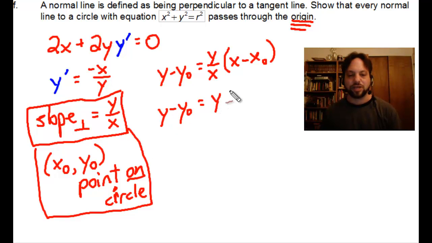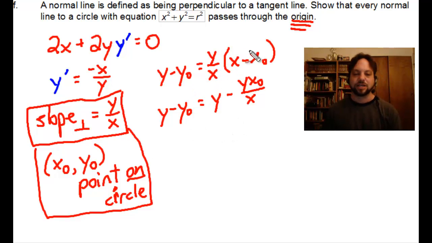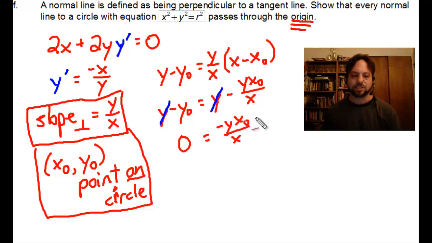Again, I've told you that you really don't need to simplify, but for the sake of this problem, it might be a good idea. So when I multiply the y over x times x minus x sub 0, this is what I'll get. Of course, these two x's cancel out, and all I need to do now is solve for y. So if I bring this y over here and bring everything else over, that would give me 0, because I have a positive y here and a positive y here. So that's kind of interesting. And what will I end up with over here? Well, it looks like negative y x sub 0 over x plus y sub 0.